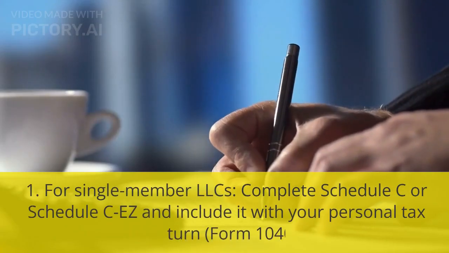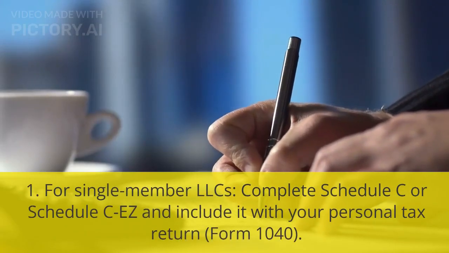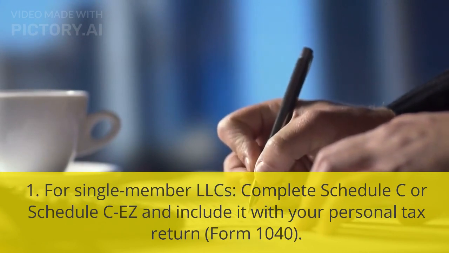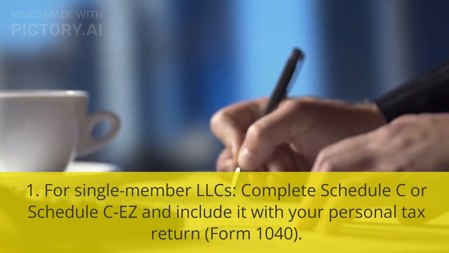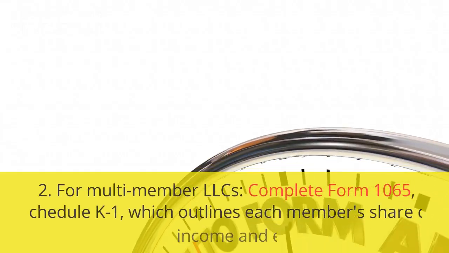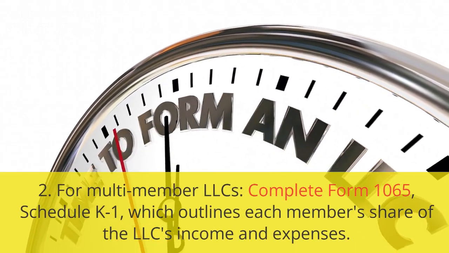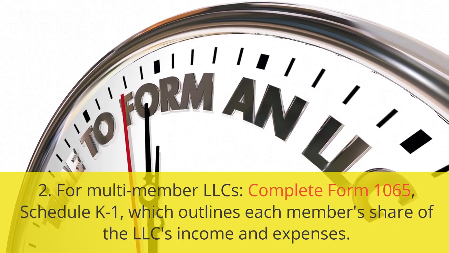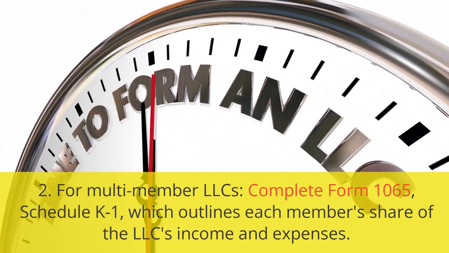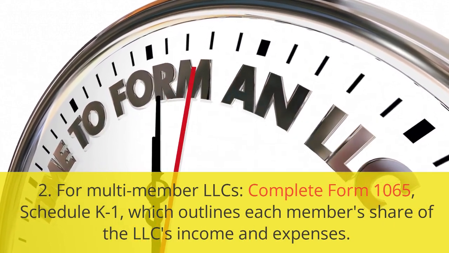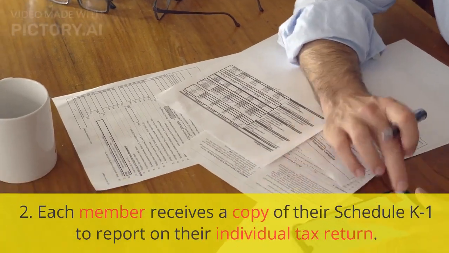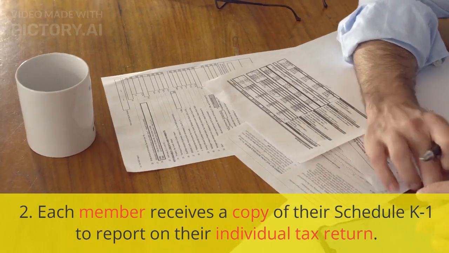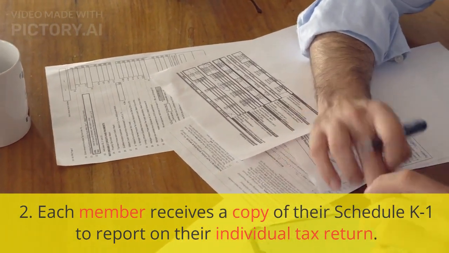Step 4: Complete the required forms. For single-member LLCs, complete Schedule C or Schedule C-EZ and include it with your personal tax return, Form 1040. For multi-member LLCs, complete Form 1065, Schedule K-1, which outlines each member's share of the LLC's income and expenses. Each member receives a copy of their Schedule K-1 to report on their individual tax return.